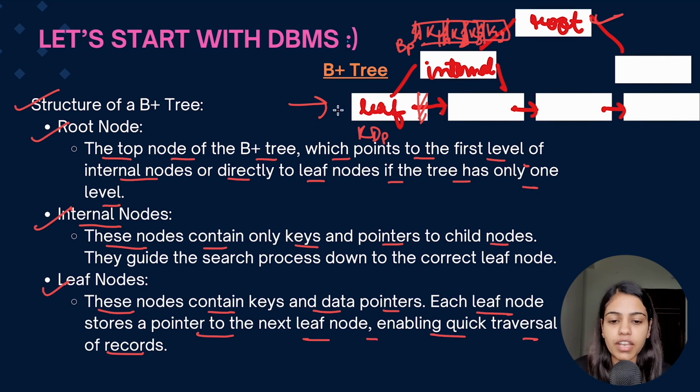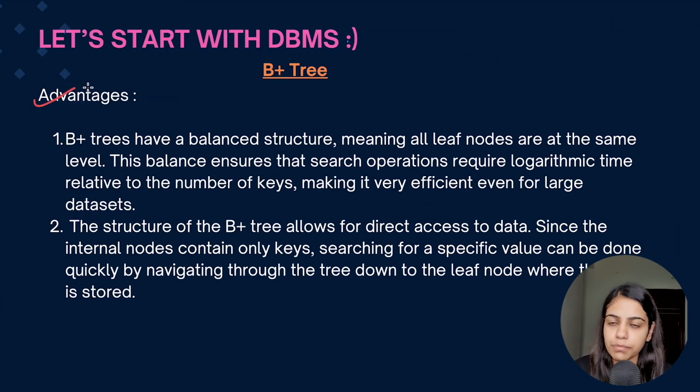If we want to search for any record, we just have to go to the leaf node, traverse the leaf node, and find that particular record. What are the advantages of B plus trees?